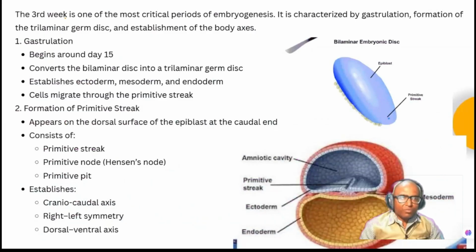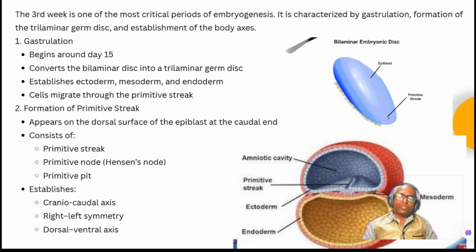Now, what happens in the third week? The third week is one of the most critical periods of embryogenesis. It is characterized by gastrulation, formation of the trilaminar germ disc, and establishment of the body axis. Once you hear the terms gastrulation and trilaminar germ disc, think that we are in the third week of development.